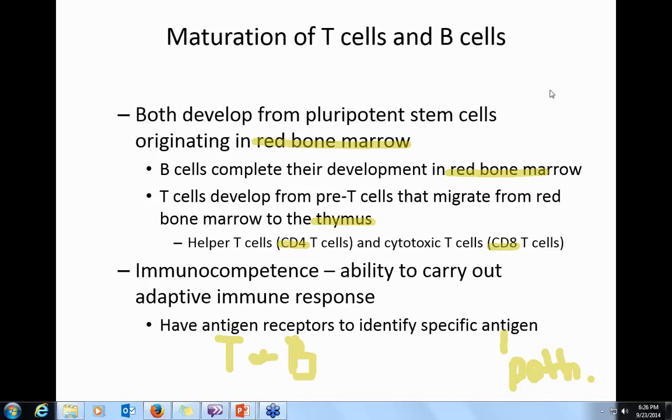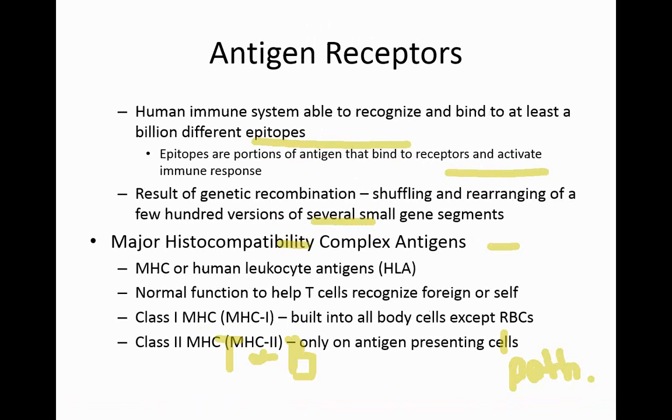So again, let's try it this way. Spotlight. Again, the antigen receptors, these are on the T and B cells, and the receptors are necessary to identify the specific antigen. And the antigen is on the pathogen, the bacteria, the virus, whatever pathogen. Oh yes, let's definitely erase that.